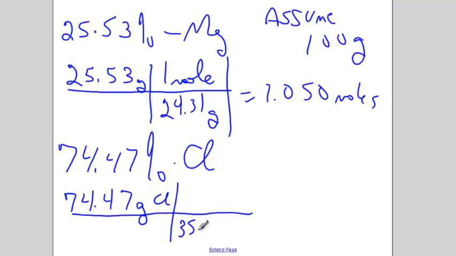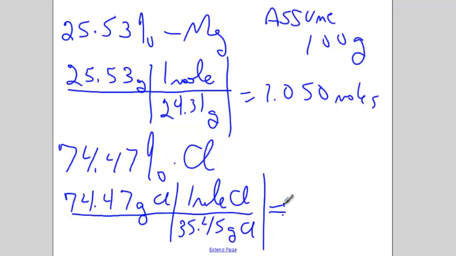There's 35.45 grams of Cl in 1 mole of Cl. Again, I do the math, and I get 2.101 moles of Cl. Now, I'm kind of done in the sense that these are mole-to-mole ratios. For every 2.101 moles of Cl, there's 1.050 moles of Mg.